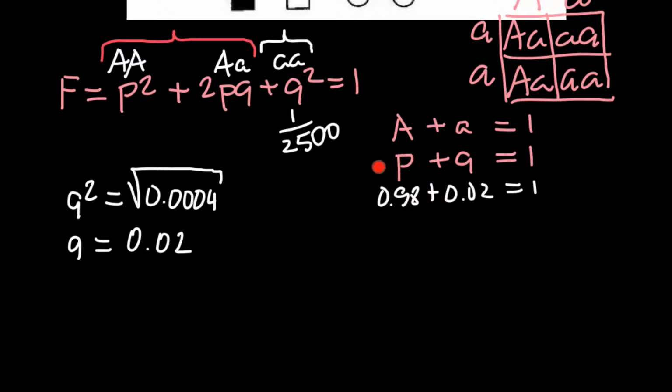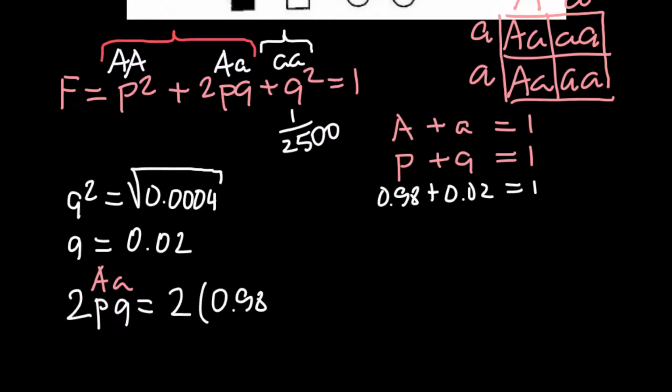Now when we know p, when we know q, we can find the number of people who are carriers of this genetic disorder in a population. So this part of the formula stands for the number of heterozygotes. So 2pq, and this is capital A small a, would equal 2 multiplied by 0.98 and multiplied by 0.02.